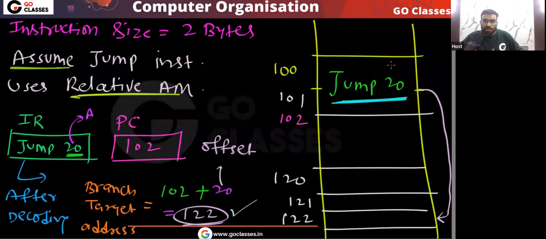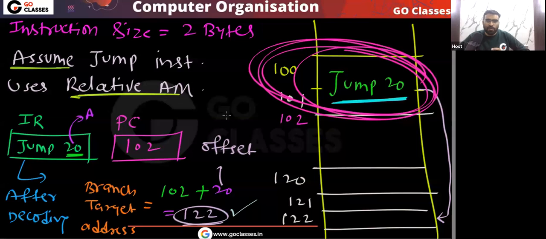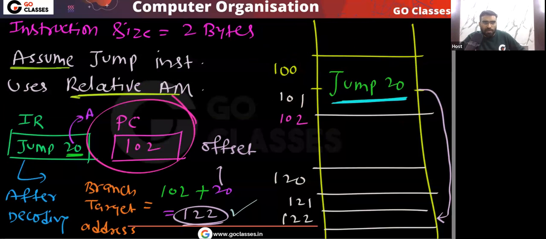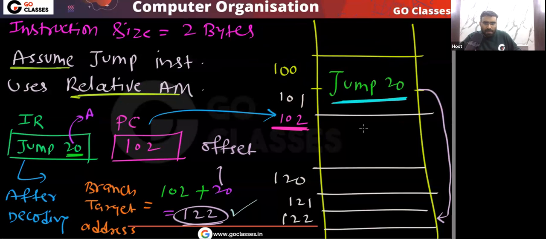Again, I am telling you, very simple. When you fetch this instruction, at that time, does the control unit know whether this is a branch instruction or not? The control unit does not know. So when you fetch this instruction into the instruction register, the program counter will become 102. The program counter will always point to the next instruction to be executed, so it will point to address 102.